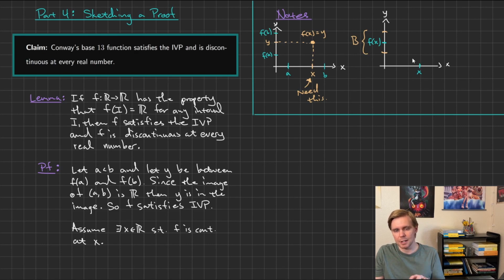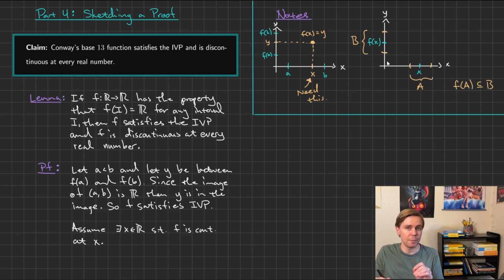Now, since f is continuous, I should be able to find another interval a around x such that the image of a lands inside b. So I should be able to find an a such that f of a is a subset of b. This is the definition of continuity.